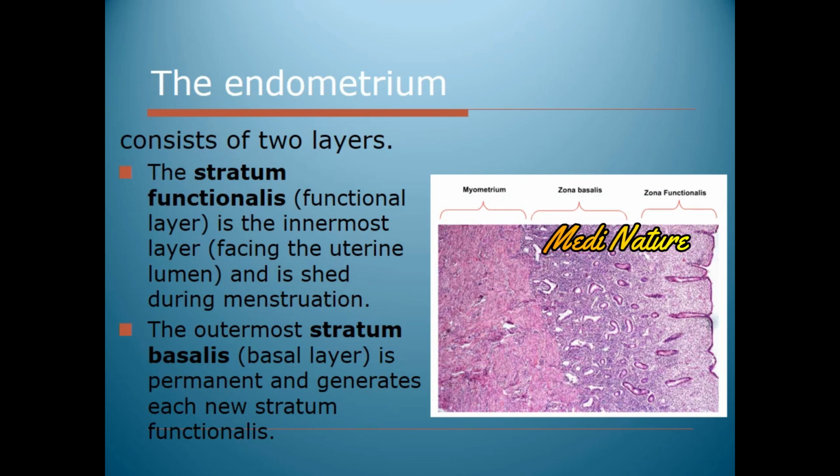When we talk about the structure of the endometrium, it consists of two layers. The innermost layer, which faces the uterine lumen, is called the stratum functionalis. It is the functional layer which is shed during each menstruation. The outermost layer is called the stratum basalis. This basal layer is permanent and it generates each new stratum functionalis after each menstruation. In this picture, you can see these two layers as zona basalis and zona functionalis.